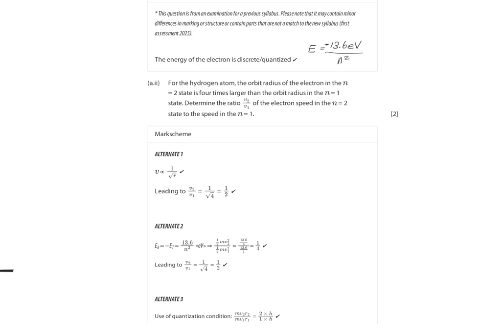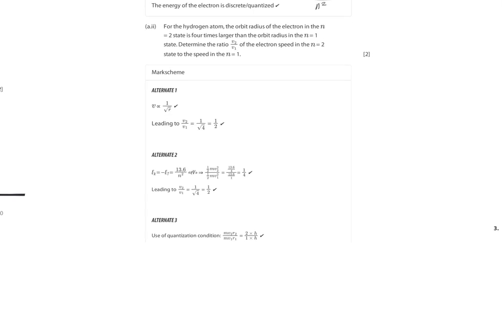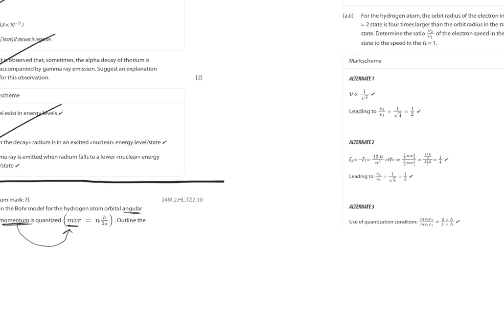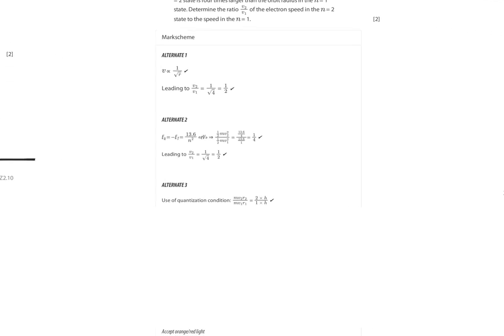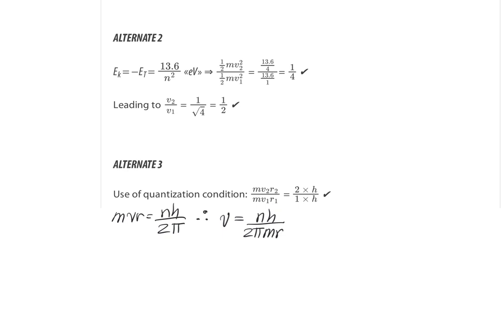All right, so AII: for the hydrogen atom, the orbit radius in n equals 2 is 4 times larger than the orbit radius in n equals 1. Find the ratio of the speeds, 2 to 1, of the two electrons. They had a couple of different approaches. I would say use the quantization condition. Why can't I speak today? The formula they're using right there is the angular momentum, MVR equals nh over 2 pi. So therefore the speed of the electron is nh over 2 pi mr.